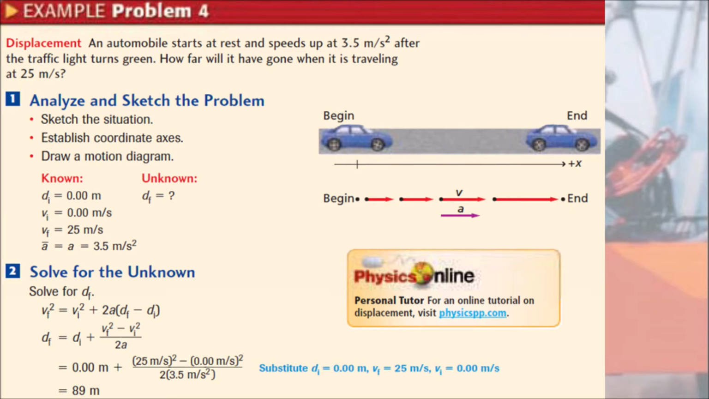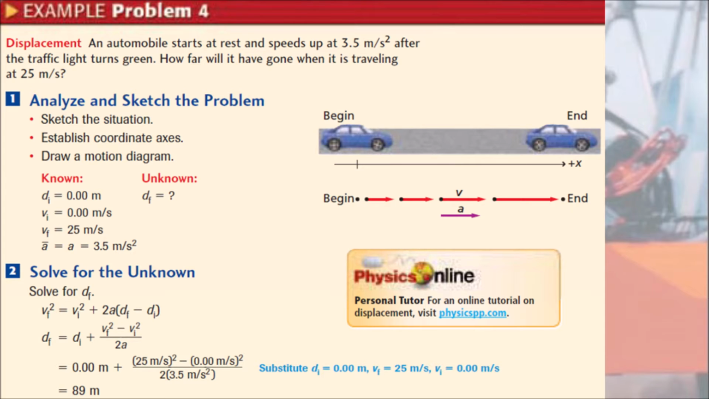An automobile starts at rest and speeds up at 3.5 meters per second squared after a traffic light turns green. How far will it have gone when it is traveling at 25 meters per second? I'm going to state that my initial distance is 0. My initial velocity is 0 because he's starting at rest. My final velocity is going to be 25, and my acceleration is 3.5 meters per second squared. And I want to know the final distance.